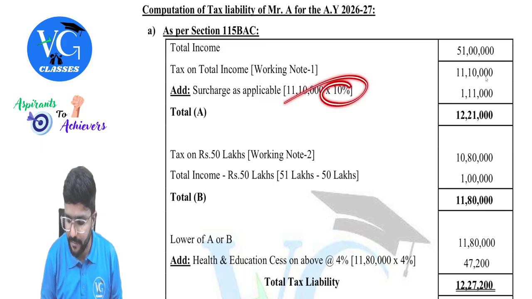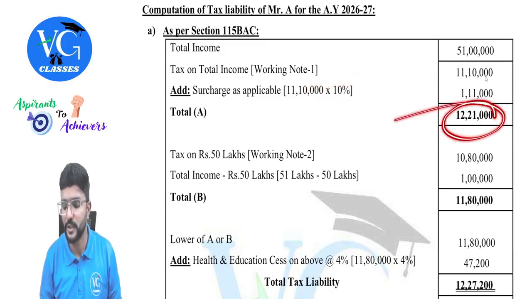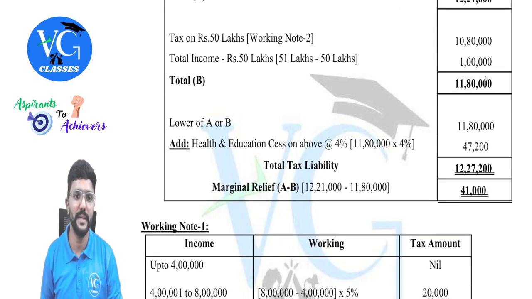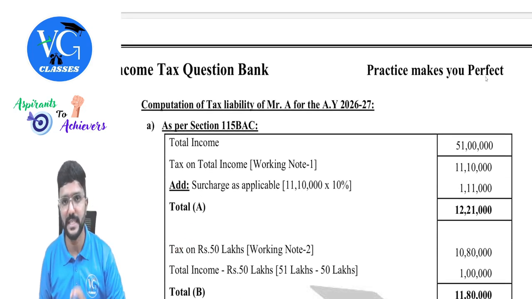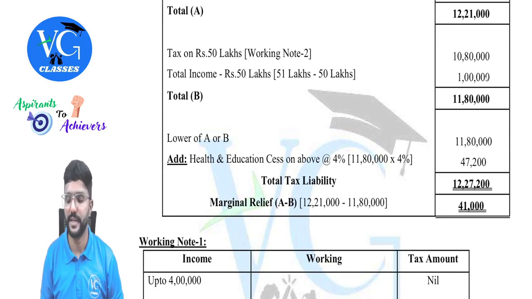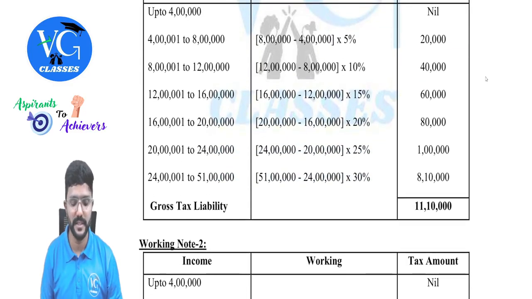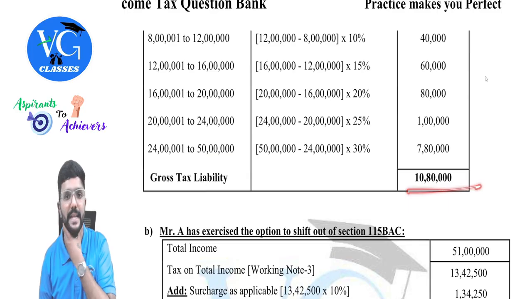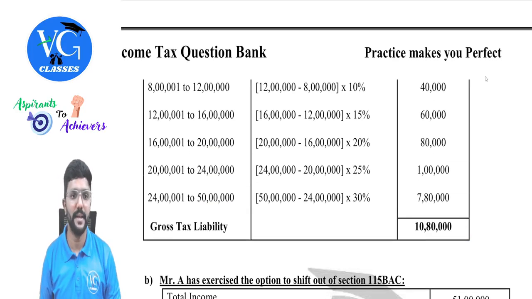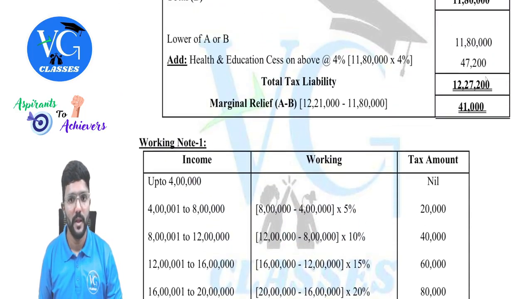Next, surcharge would be at 10% on 11 lakh 10,000, so we will get 12 lakh 21,000. Keep it aside. Step 1 done. Then tax on what is the limit crossed by the assessee? 50 lakh for surcharge applicability. Calculate tax on 50 lakh. Similar to this, instead of 51 lakh, it would be 50 lakh. You will get 10 lakh 80,000. I have given the working note here.